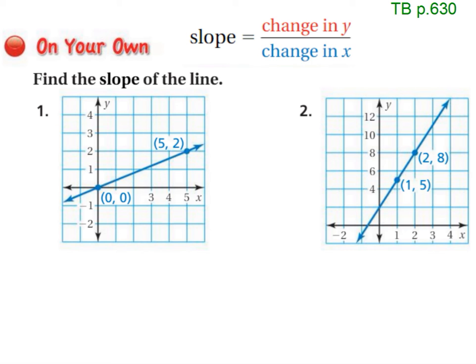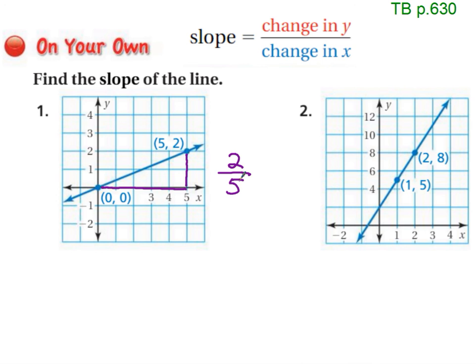Okay, so when I'm looking at the change in x and the change in y, I notice that the x goes from 0, 0 over here to 5, and y goes up 2. So the change in y is 2, the change in x is 5. So the slope is 2/5.